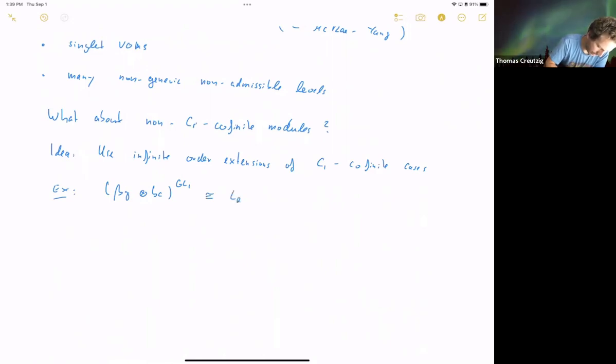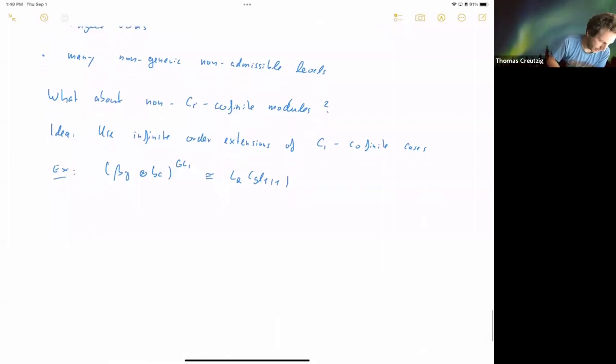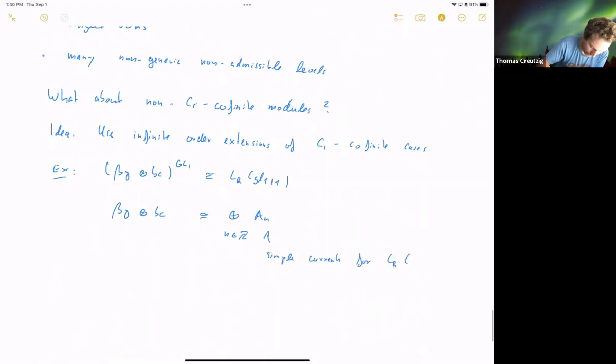That's very easy to check, and in fact, one can show, I forgot who did it, but I think this was done in the archetype paper with David, that this orbifold is exactly GL1/1. Conversely, this means that beta gamma times the fermions is nothing but an infinite sum of GL1/1 modules. And these here are all simple currents for GL1/1.